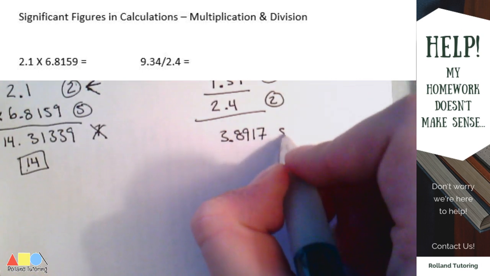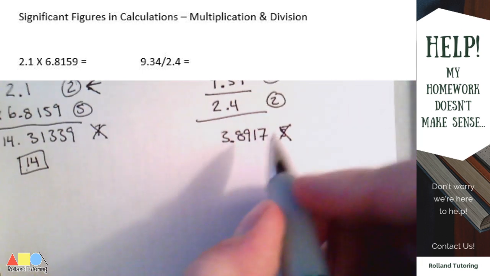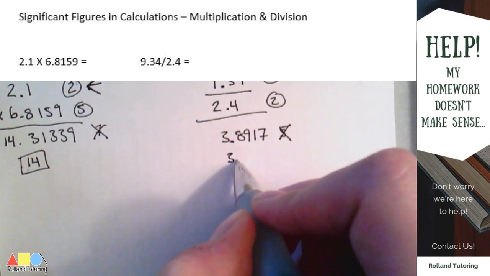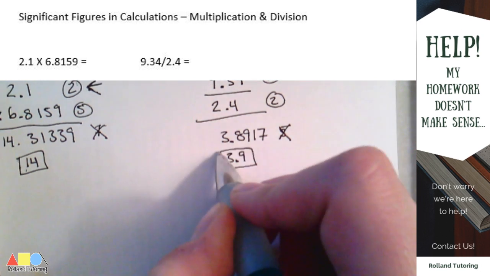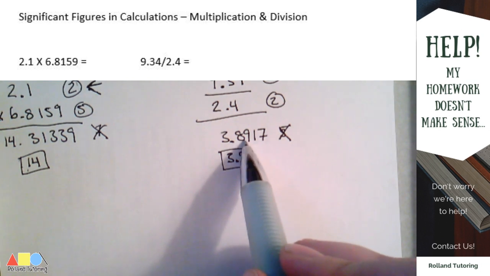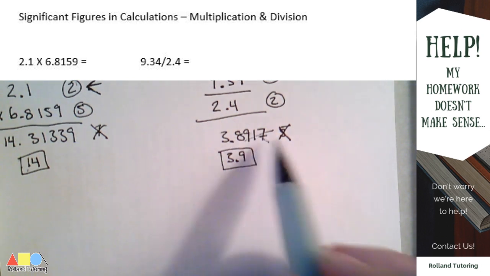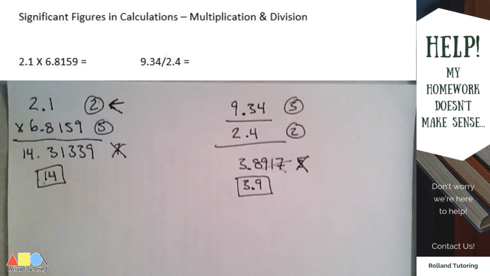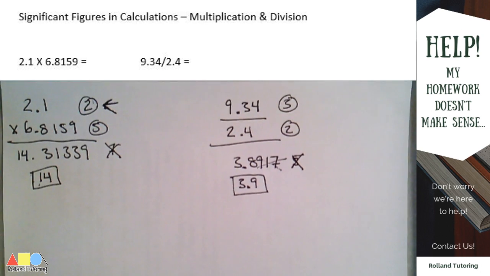0.8917, which is 5. We can't do 5, so we'll have to do 3.9 as our final answer. And this 8 turns into a 9 because we round up when we get rid of all of these 3 numbers. Hopefully that gives you a better idea of how to deal with significant figures.